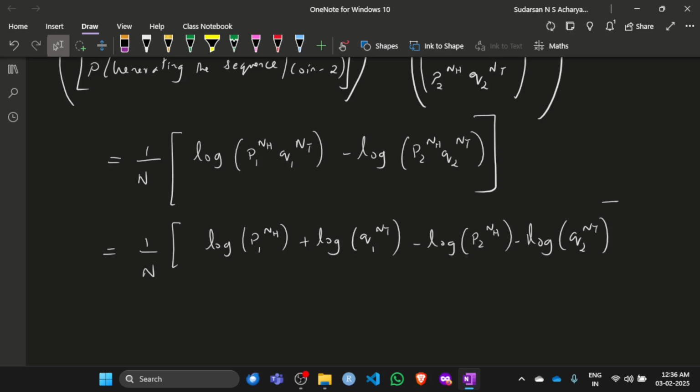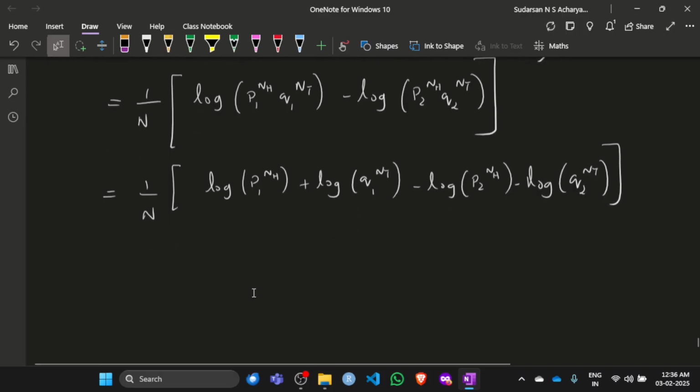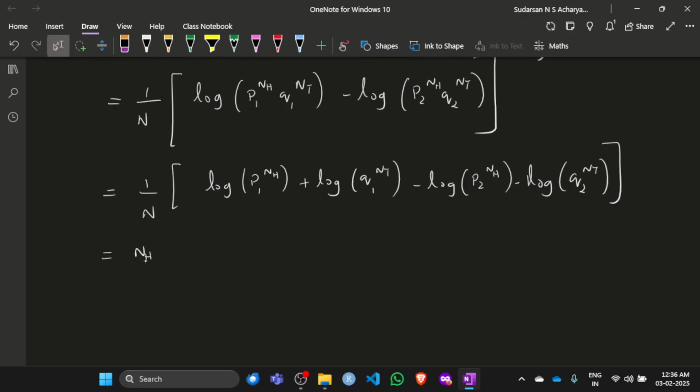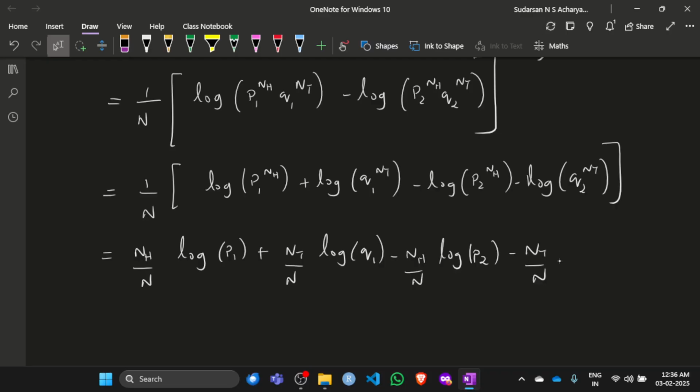So we again make use of the property of the logarithm that the nh comes and sits on front. So now I can write this as nh over n log of p1 plus nt over n log of q1 minus nh over n log of p2 minus nt over n times log of q2.